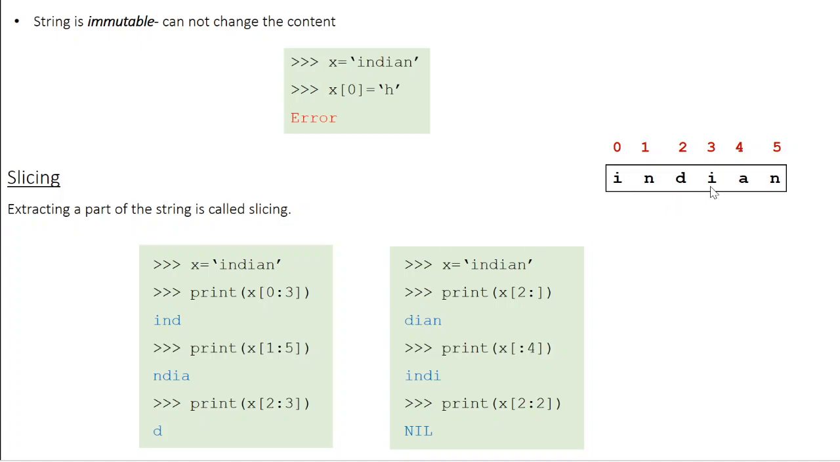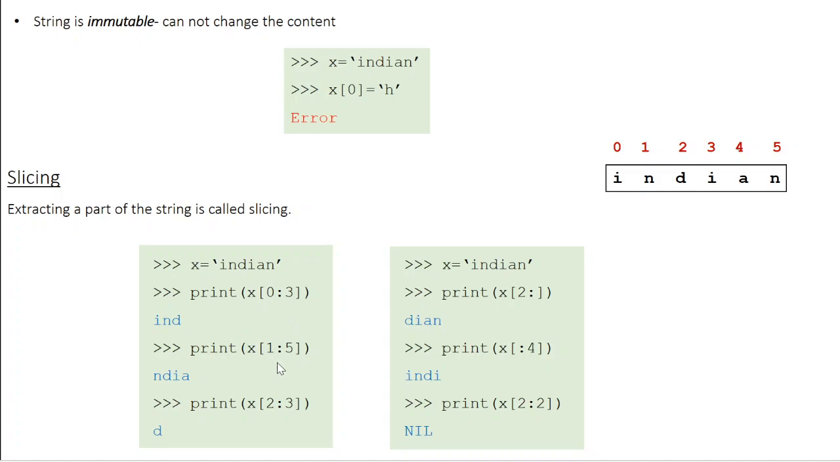Suppose I want to print only the first 3 characters of this string, Indian. So what do I do? I say print x[0:3]. Now what's the meaning of this? The first number is the starting character. So when I say 0, I start at the 0th character. The second number indicates the ending character. So when I type 3, the ending character is not 3, it is 3 minus 1. So I will start from the 0th character and end on 3 minus 1, which is the 2nd character. So the output is going to be IND.